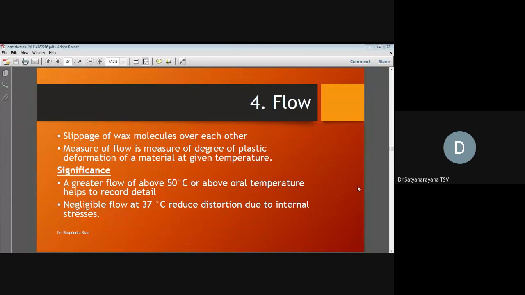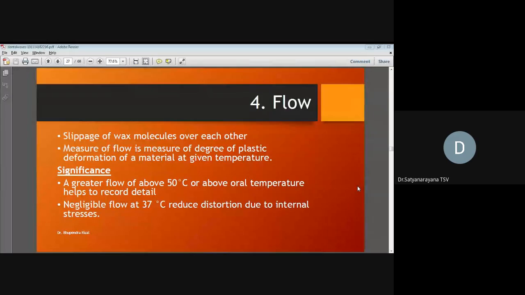Before, we talked that there will be an increased deformation or increased rate of expansion. That is because if that happens, obviously the flow of the wax is used to record your oral details. Suppose it is less than 37 degrees, then you cannot work it in the patient's mouth.